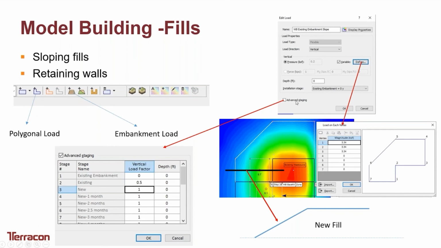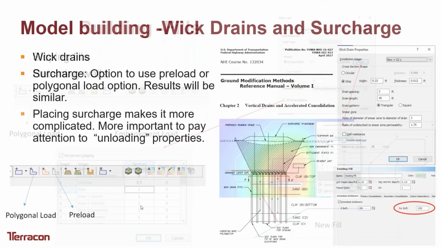The other thing that you can do here is the advanced staging, and this is the load factor. So 0 means you're not applying any load, 0.5 means you're applying 50% of the load, and 1 means you're applying 100% of the load. You just need to make sure that this continues to be 1 for all your stages, because otherwise, if it is a surcharge, you can get rid of that by mistake.